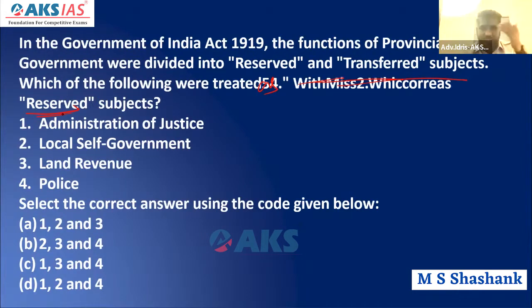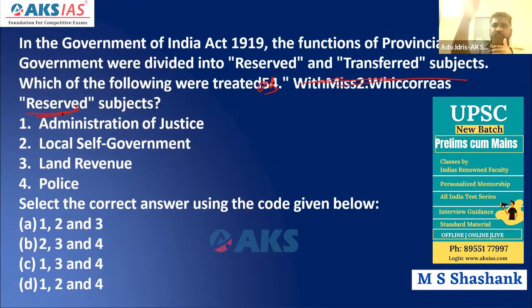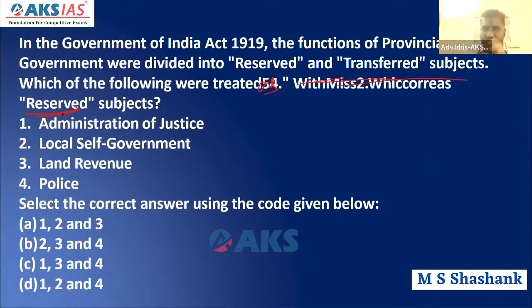He will decide upon, he will take a call. And the other list is transferred to the elected members of the provinces. In this, if you see, administration of justice, these 4 are given. Sir, who will read all this, sir? Will it not be tough?